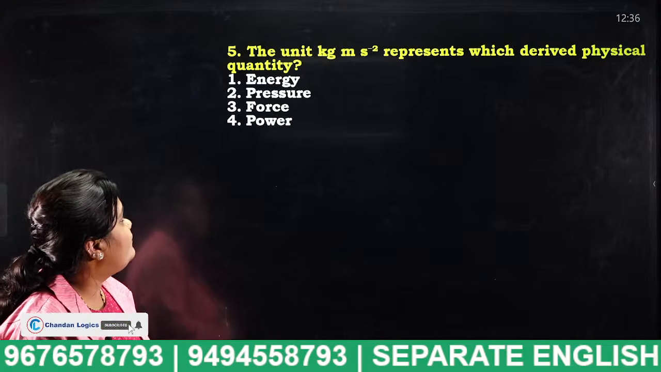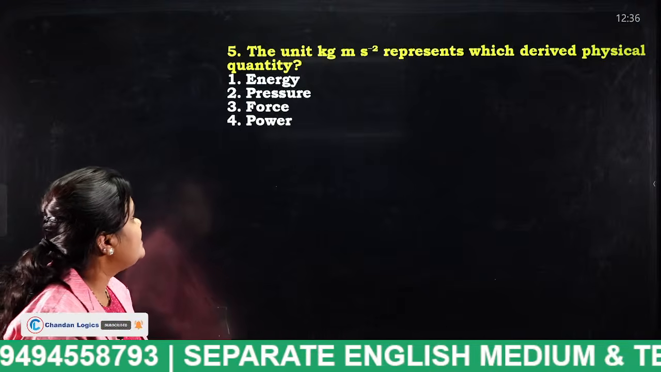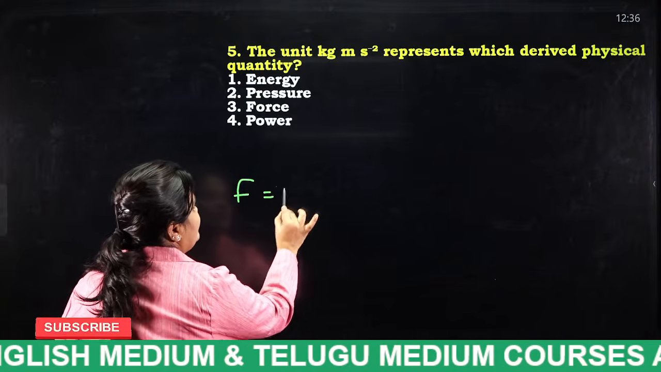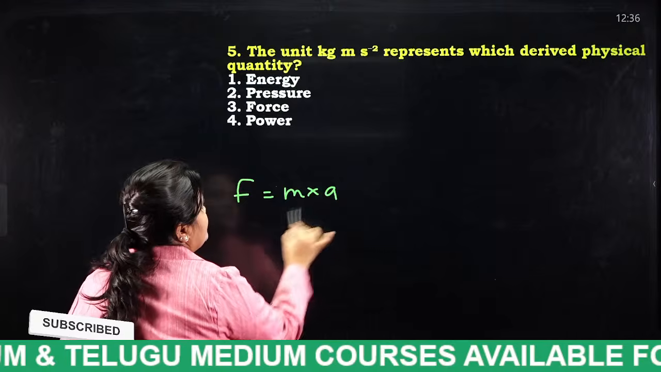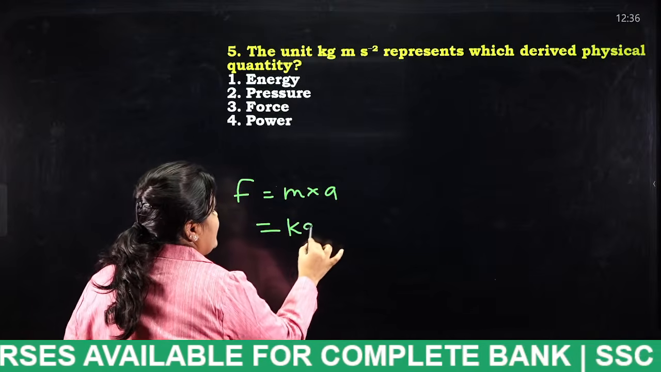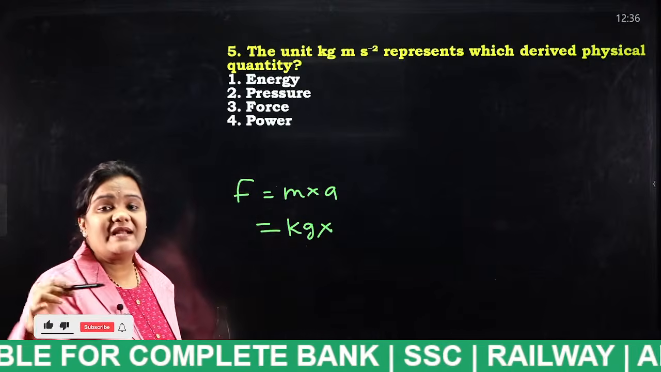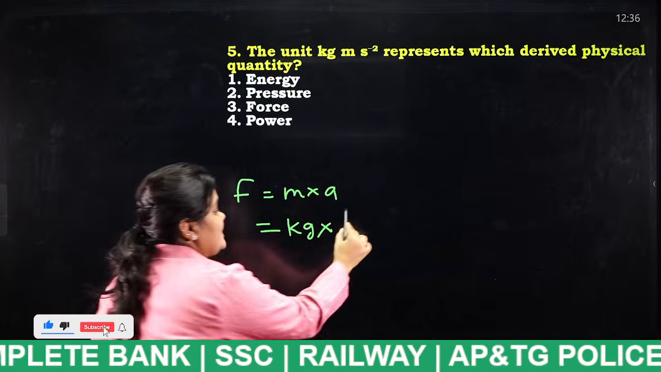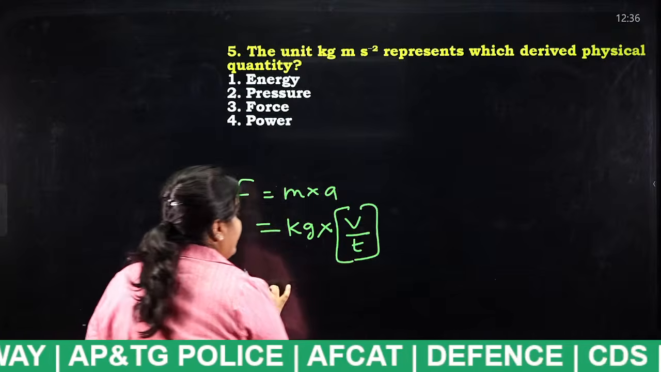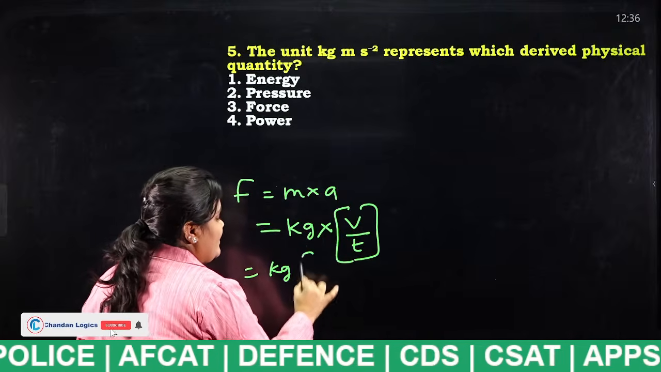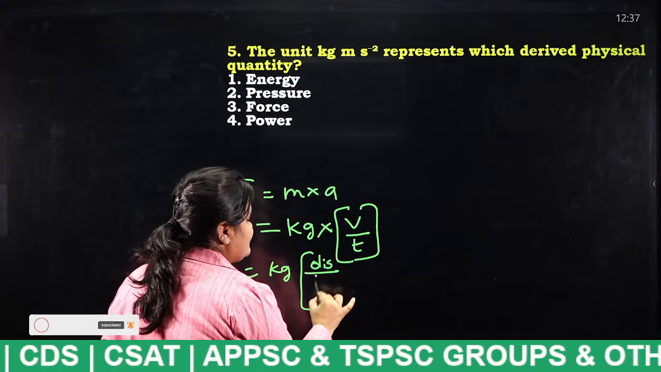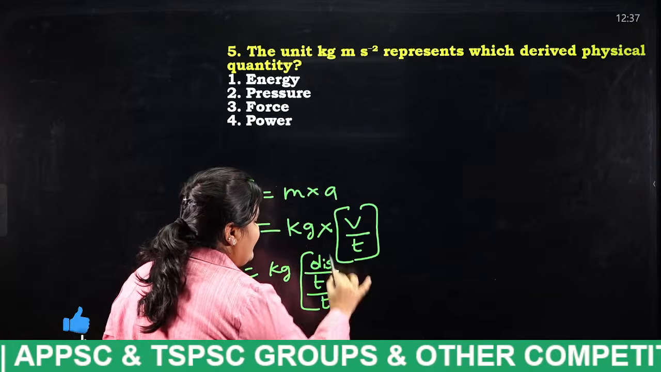Next. The unit kg meter per second square represents which derived physical quantity? Energy, pressure, force, power. Tell me students, for example, force is equal to m into a. What is the unit of mass? The unit of mass is kg. What is acceleration? Acceleration is nothing but velocity by time. Now velocity is nothing but distance by time, and here time will be again.